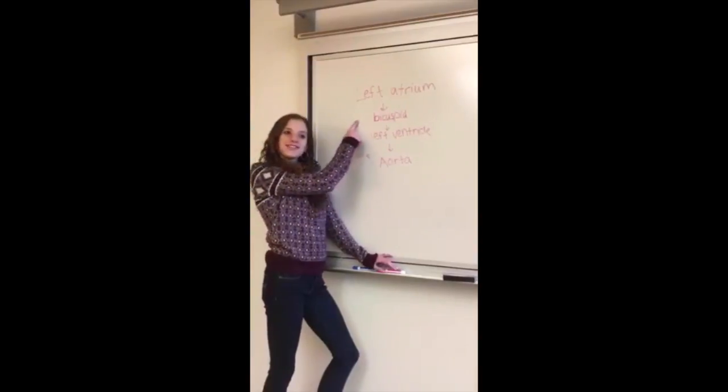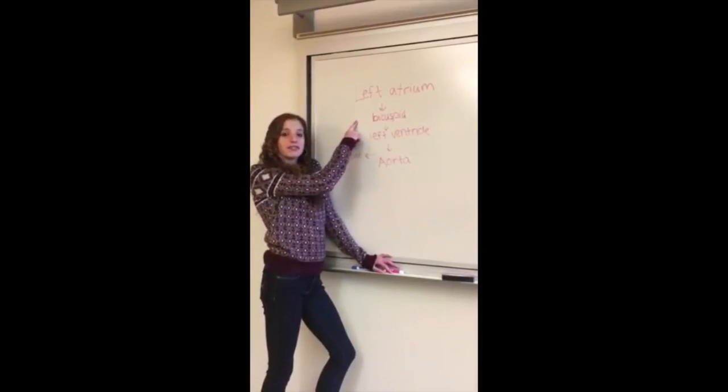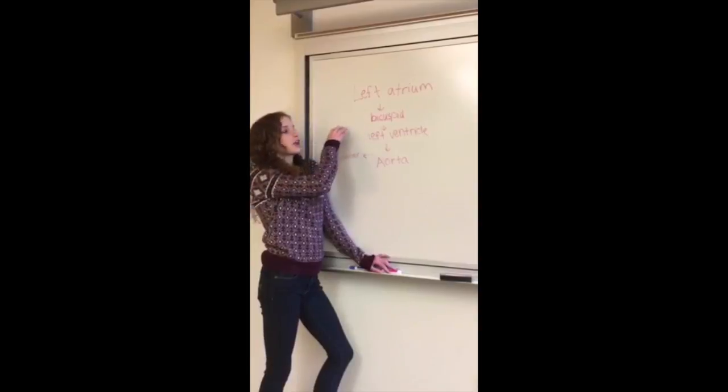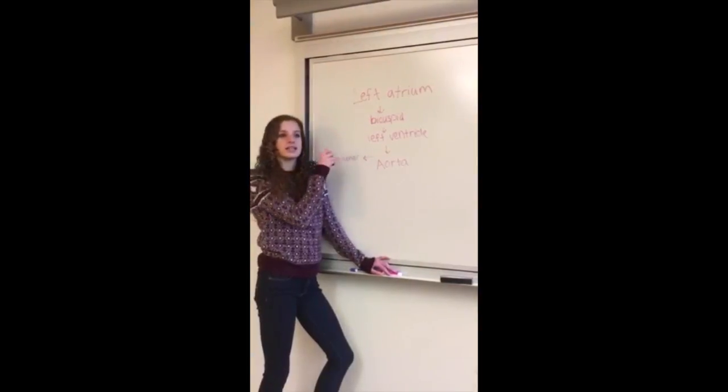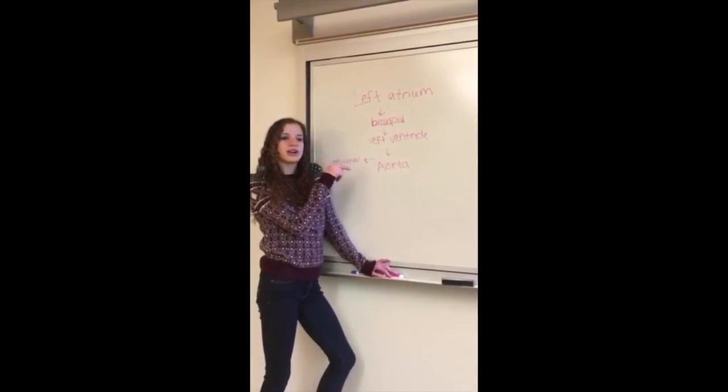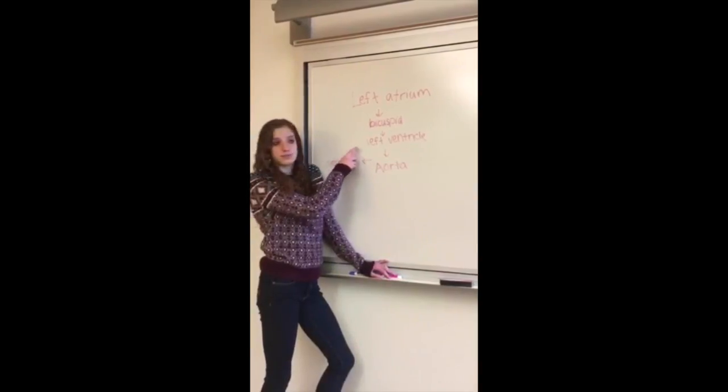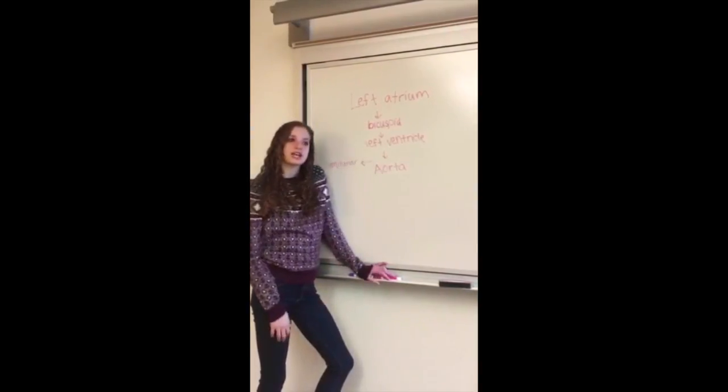When the pressure in the left atrium is greater than that of the left ventricle, atria will contract and blood will fill into the left ventricle. When the ventricle pressure is greater than atria, bicuspid valves will close. The left ventricle pressure increases above the aortic pressure.